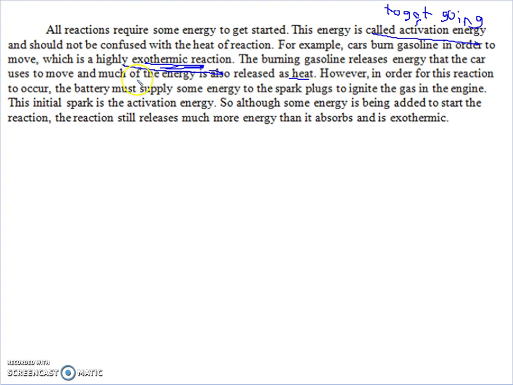However, in order for this reaction to occur, the battery must supply some energy to the spark plugs to ignite the gas in the engine. This initial spark is the activation energy. Okay. So although some energy is added, the spark to start the reaction still releases much more energy than it absorbs and is exothermic. So I guess an endothermic reaction, even though it would still take a little activation, would absorb more than it releases, I guess. Okay, interesting.